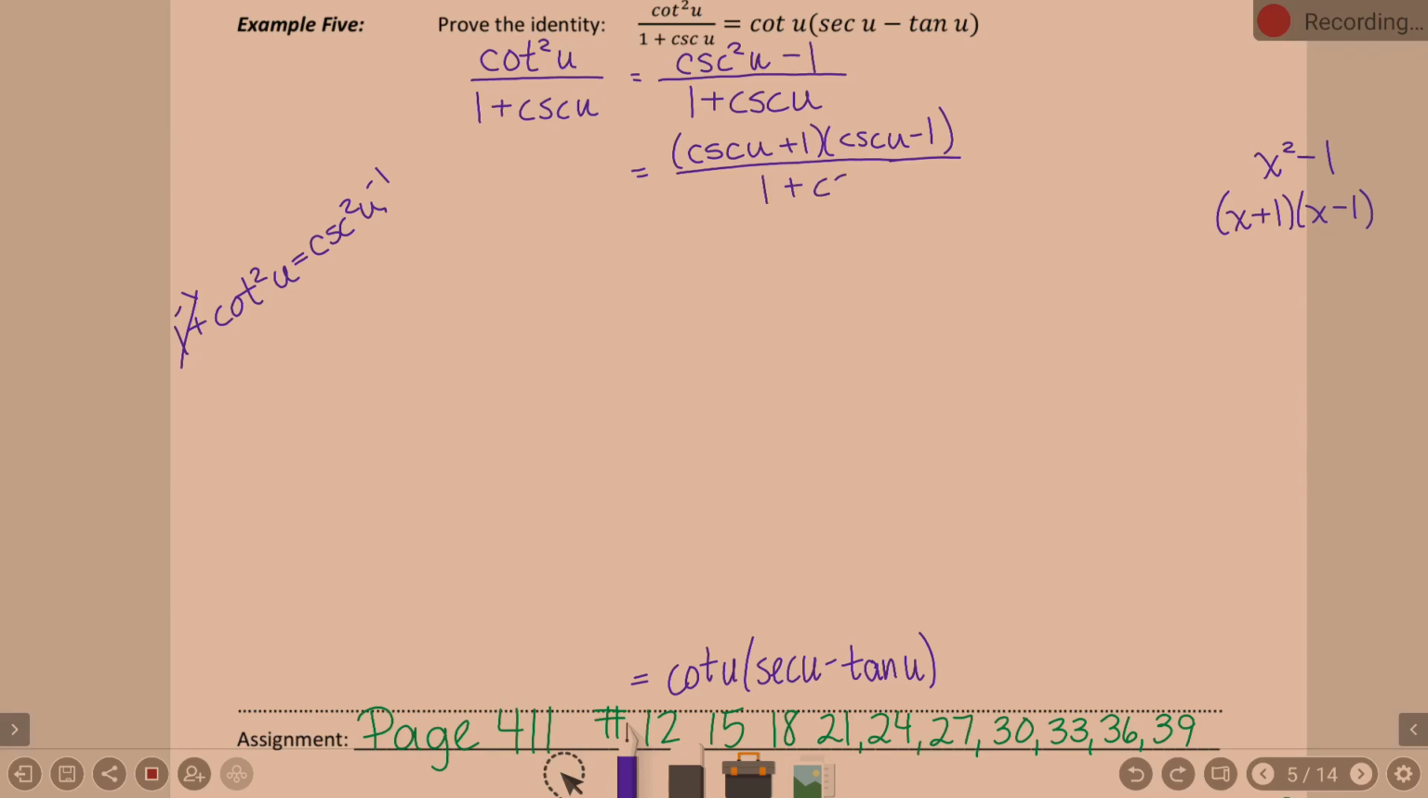1 plus cosecant u. So that cosecant u plus 1 in the denominator can cancel out. One of my factors is cosecant u plus 1, and my denominator is 1 plus cosecant u. Are those the same? They are. I almost rewrote the denominator the other way, but you need to be able to realize that this factor can cancel with my denominator, leaving me with cosecant u minus 1.